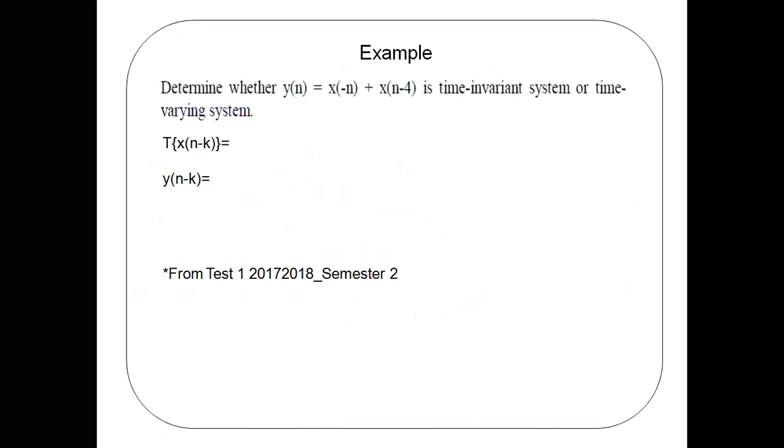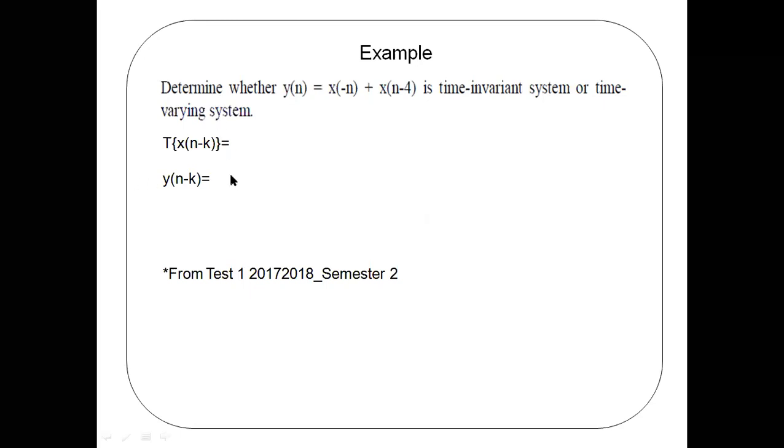Okay, so let's have a look at this example here. This is an excerpt from test 1, 2018 semester 2. Determine whether y[n] equals x[negative n] plus x[n minus 4], whether this system that we have here is a time invariant system or time varying system. So you have to test whether the system is time invariant or time variant. Let's have a look at the solution for this.